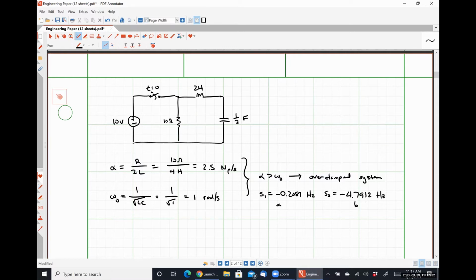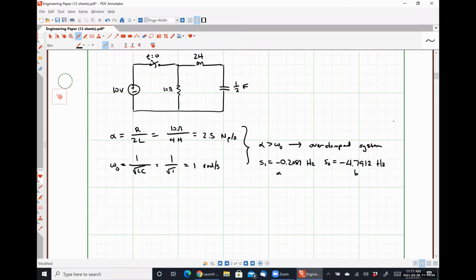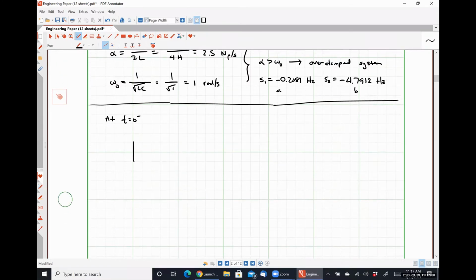All right, so that's step one taken care of. We know all the information about the system so that we can characterize its response. Now we need to analyze the circuit at t equal to 0 minus. So at t equal to 0 minus, our circuit looks like this.